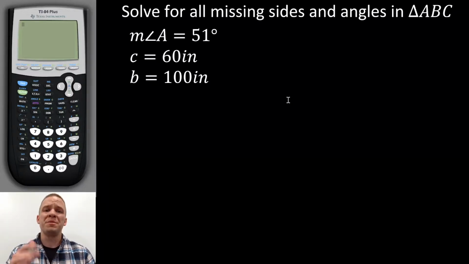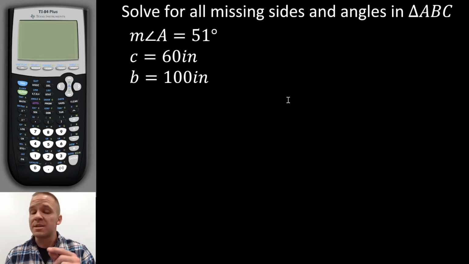Mr. Allen here. We're about to do some non-right triangle trig. We want to solve for all missing sides and angles in triangle ABC, given that angle A is 51 degrees, side C is 60 inches, and side B is 100 inches. So I think the first thing we want to do is let's draw a picture.